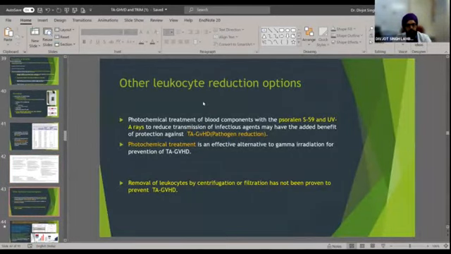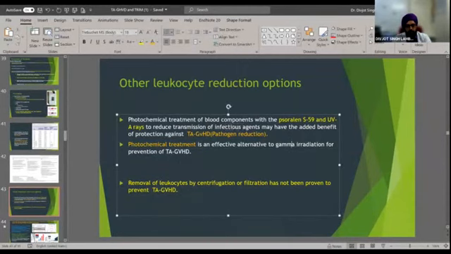So what are other leukocyte reduction options? Photochemical treatment is another good option, in which psoralen S-59 and UV rays have been studied to reduce the transmission of infectious agents and may have an added benefit of TA-GvHD prevention.